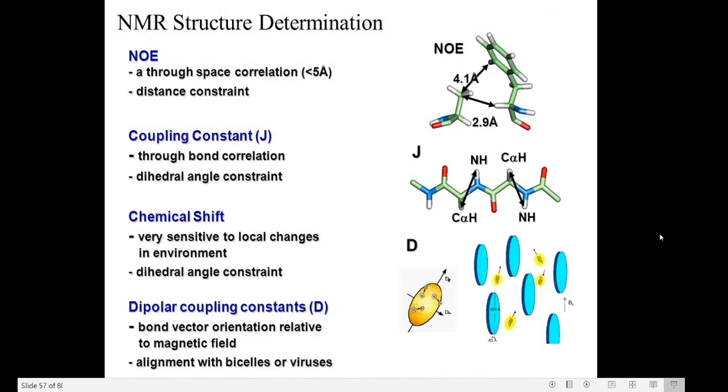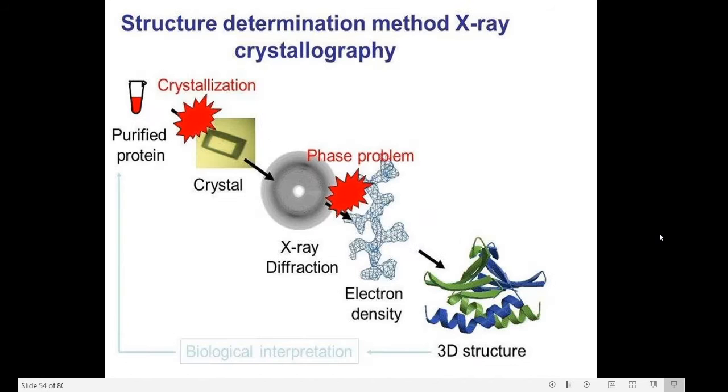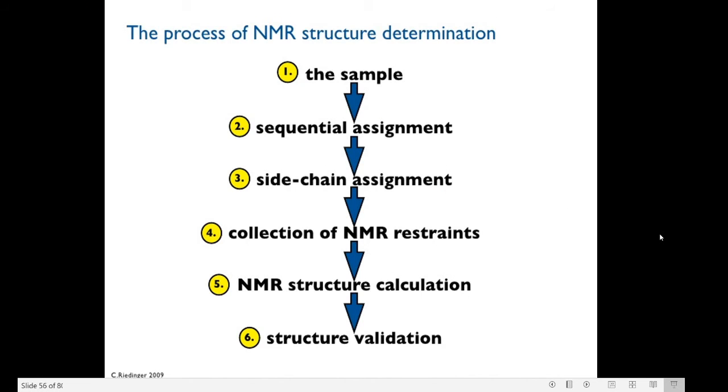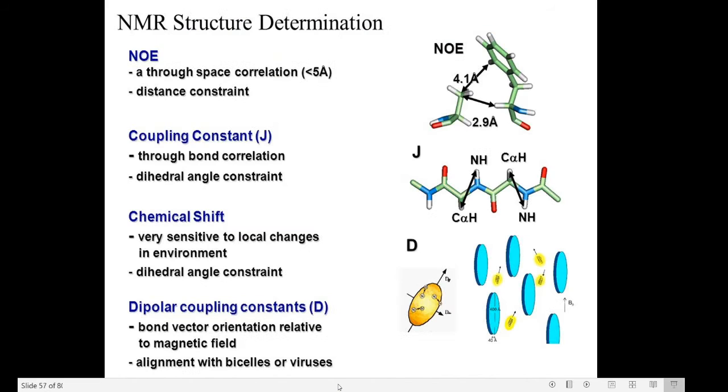Sorry, I missed this. These are the techniques that help to understand the protein structure: X-ray crystallography and NMR. I am repeating the NMR steps: sample preparation, sequential assignment, side chain assignment, collection of the NMR restraints, structure calculation, and structure validation. First you want to understand the atom level, then the amino acid level, then the structure.